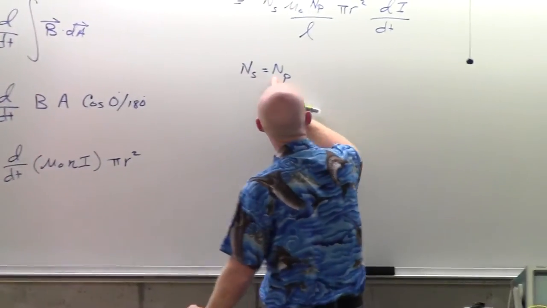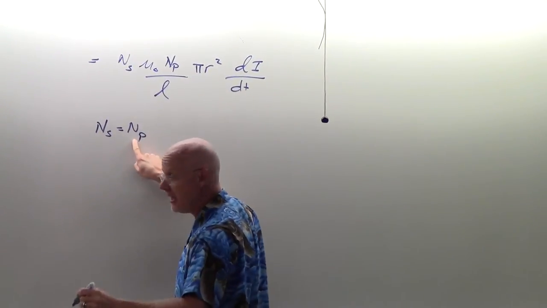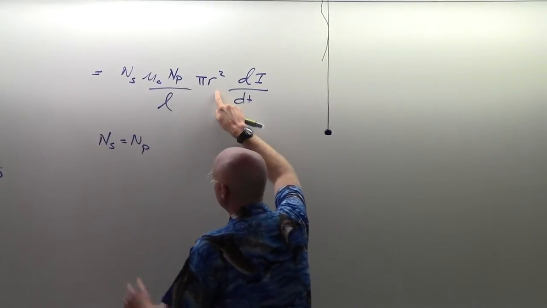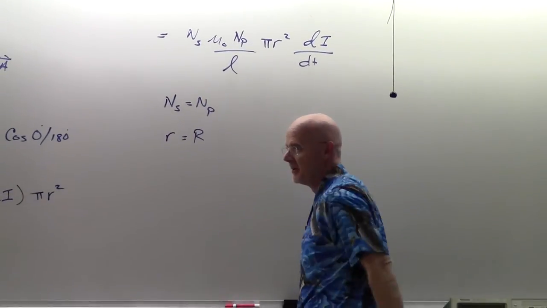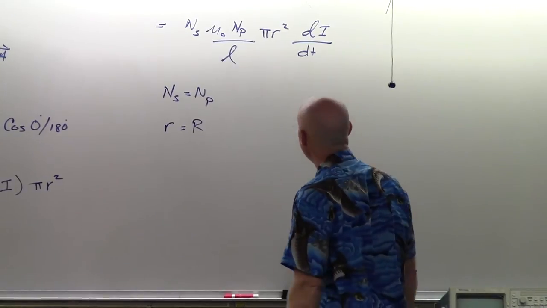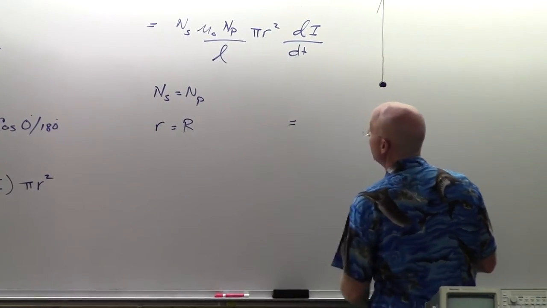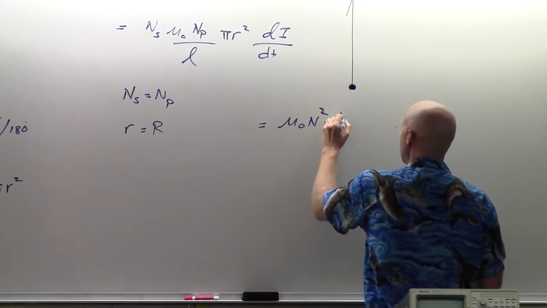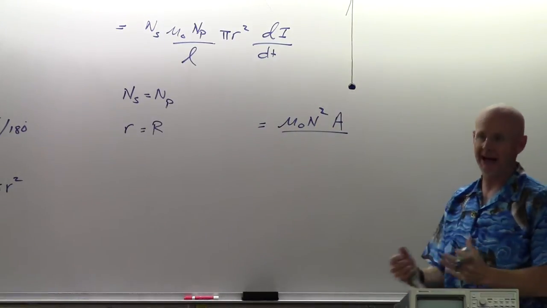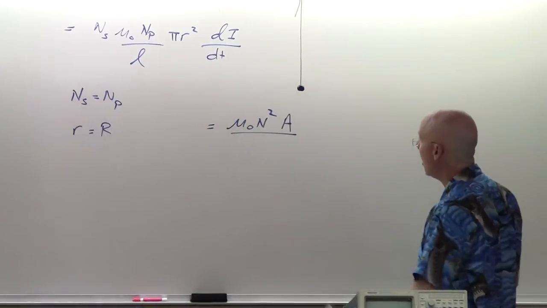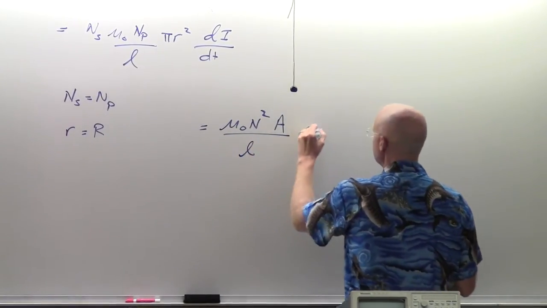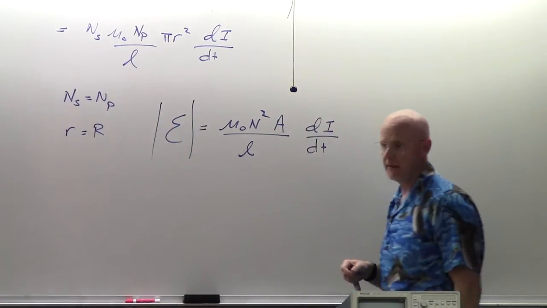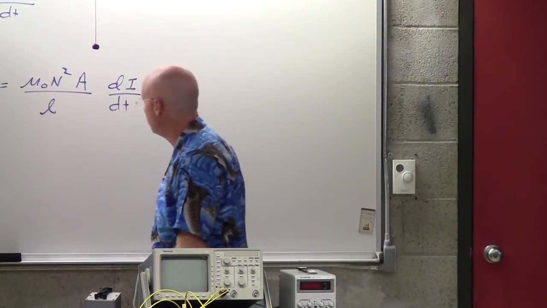And so the magnetic field from the primary is then the same as the number of turns induced in the coil itself. Also, what would you say about little r? It's the same as big R. And so this does simplify to being a mu naught, an N squared. Your author likes to write it as A for area, so I'll go back to just A for area instead of the pi R squared, divided by L dI/dt. And that would be the magnitude of the EMF.